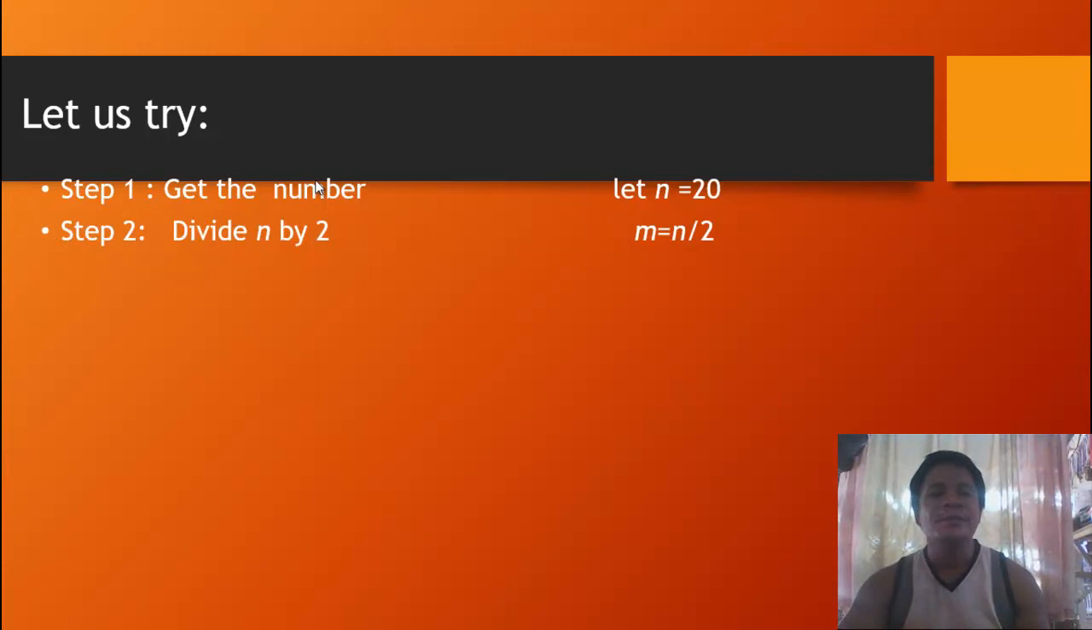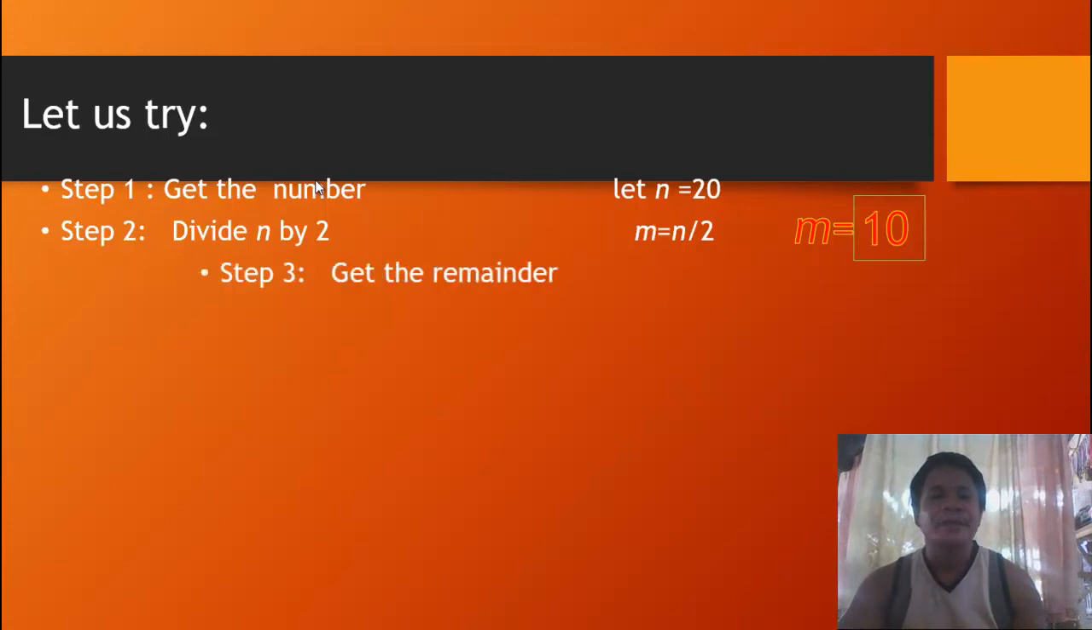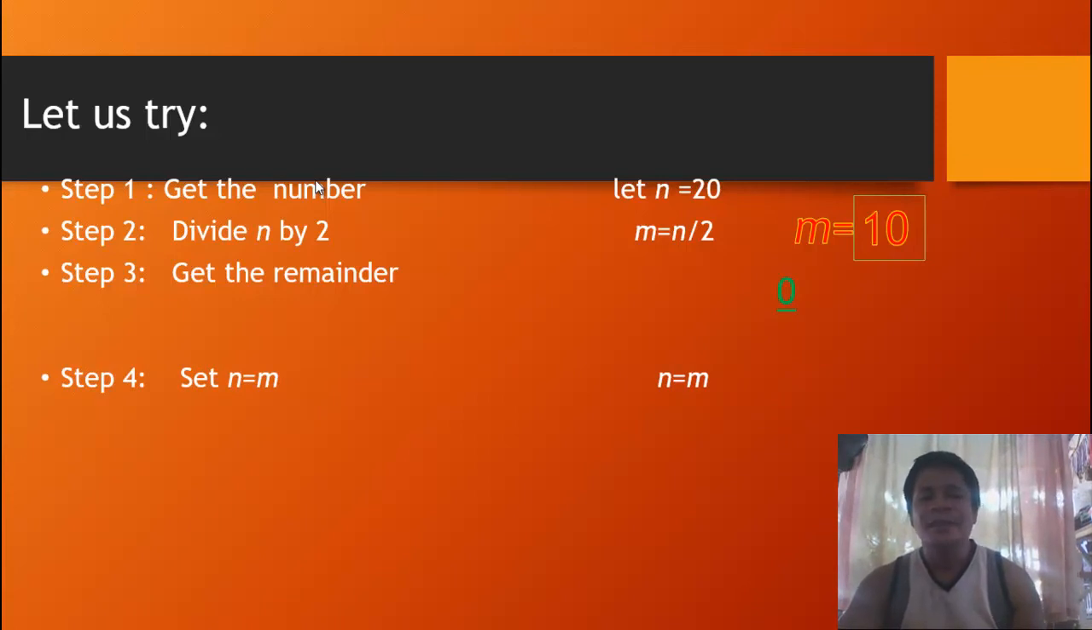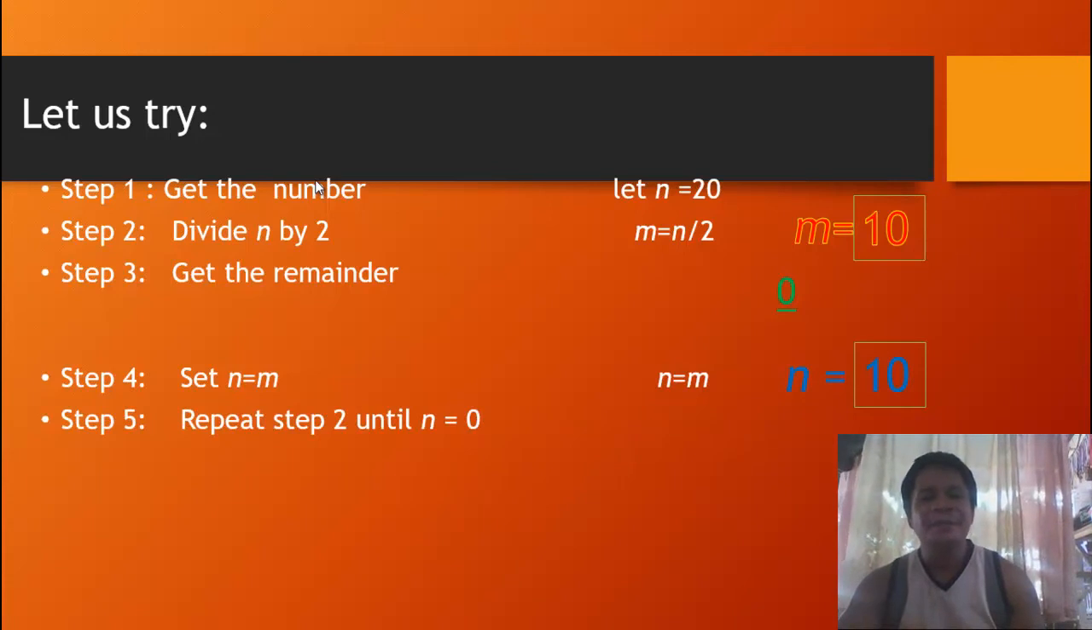Step number 2, divide n by 2. Let m is equal to n divided by 2. Since n is equal to 20, 20 divided by 2 is equal to 10. Step number 3, get the remainder. The remainder is 0. Step number 4, set n is equal to m. Since m is equal to 10, therefore n is equal to 10. Now, step number 5, repeat step number 2 until n is equal to 0.